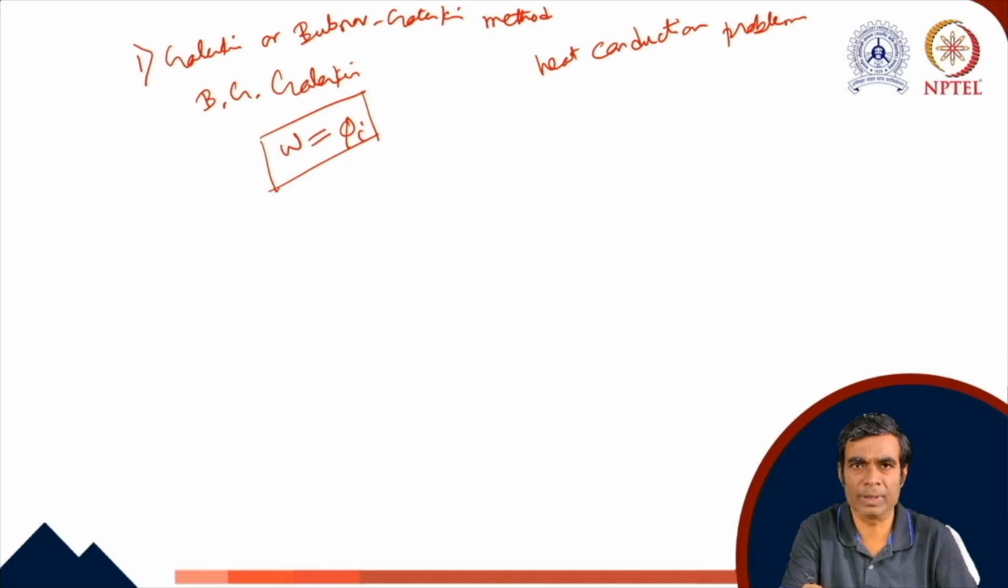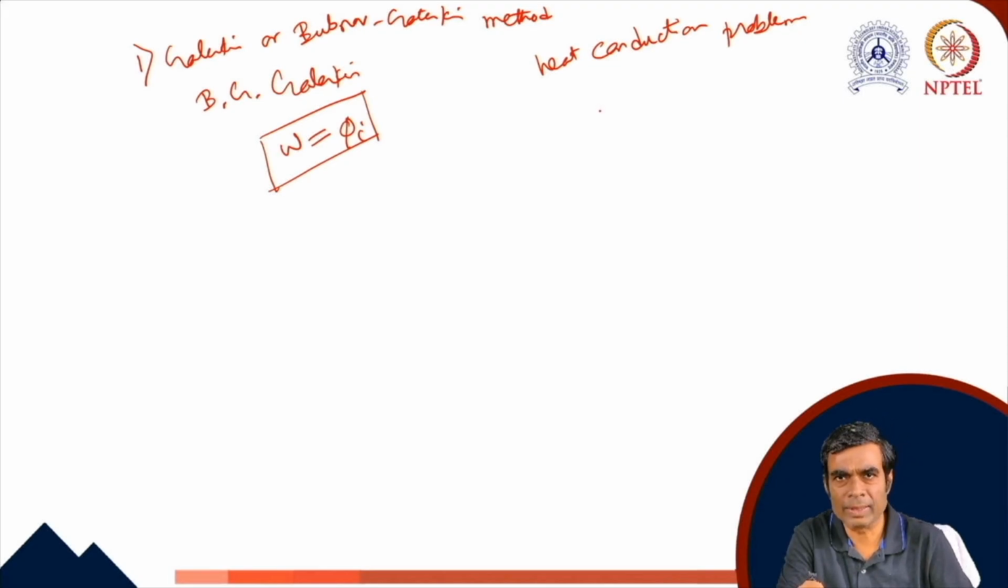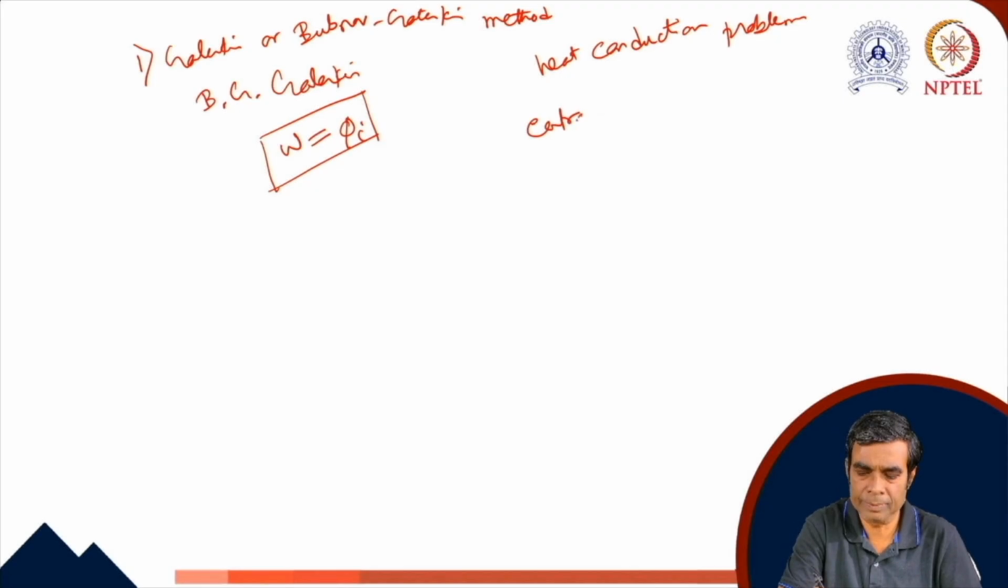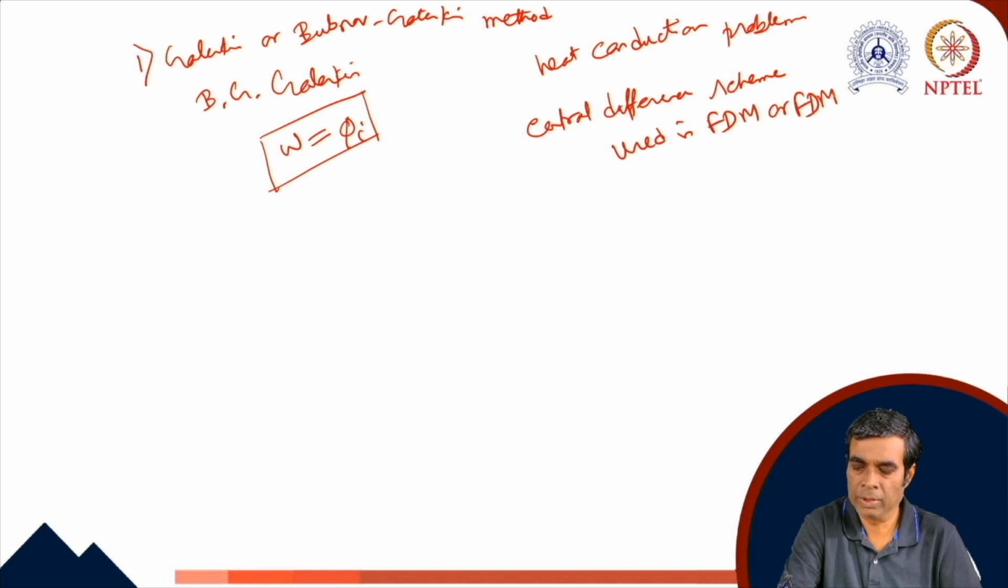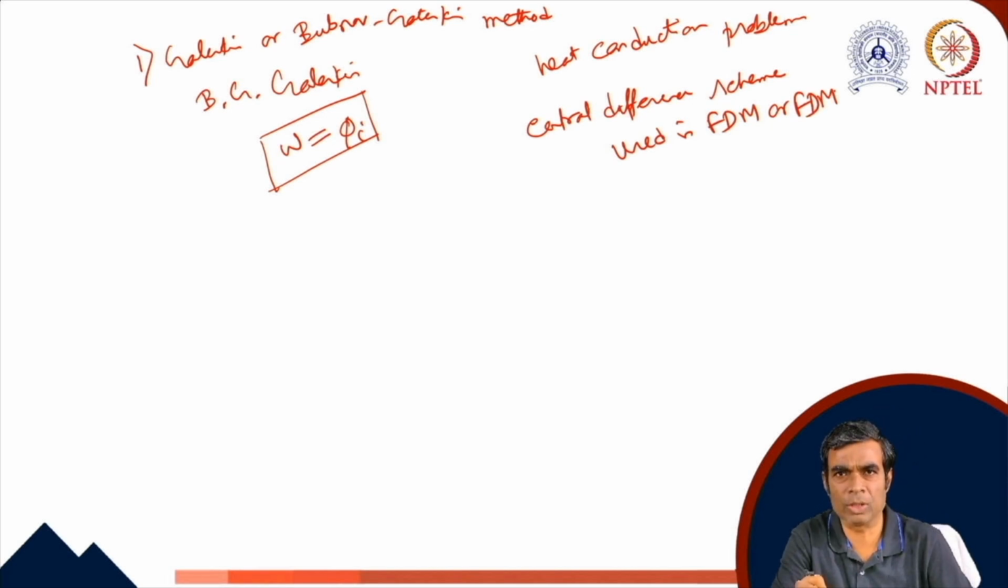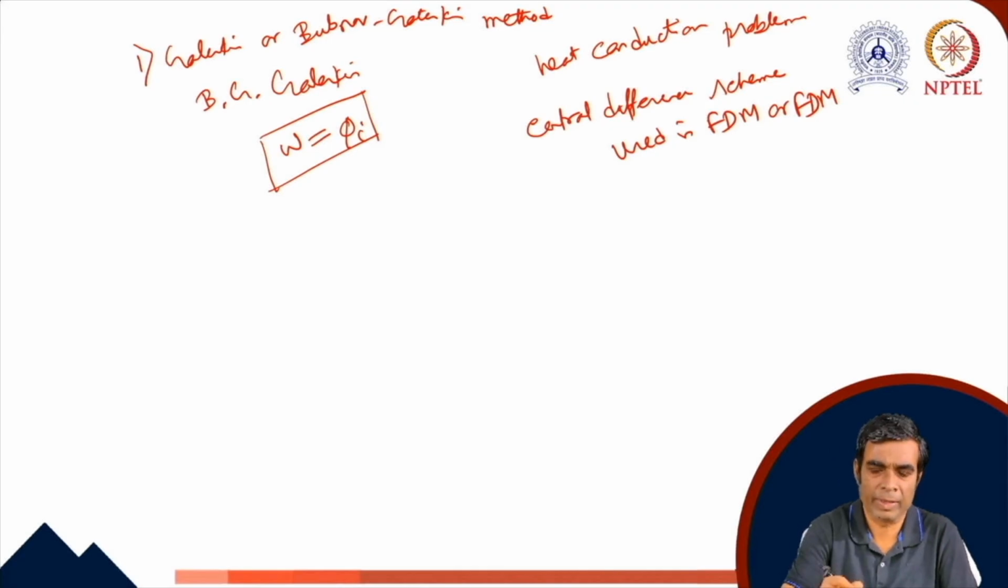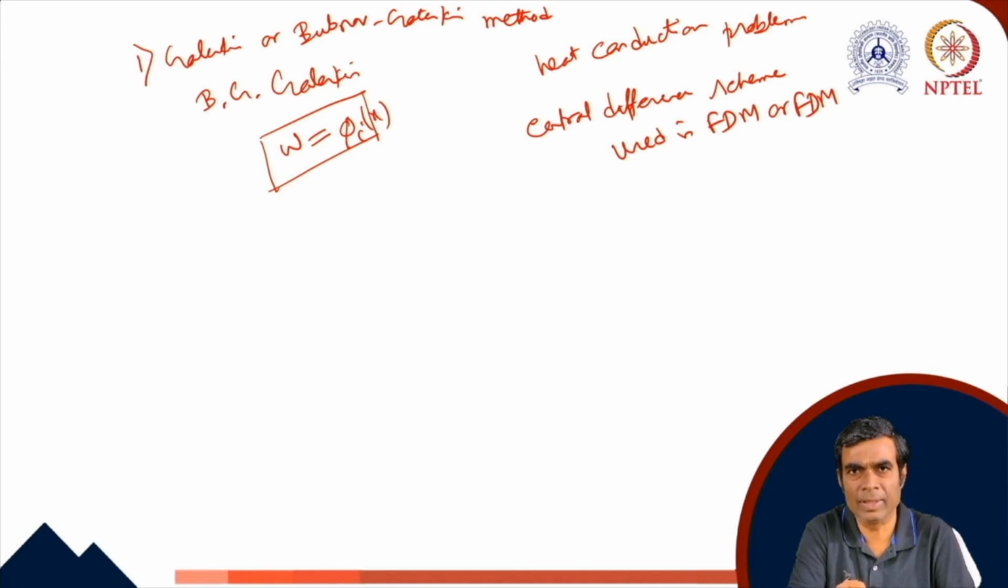For heat conduction problems, Galerkin formulation gives us the symmetric matrix, and this Galerkin formulation is equivalent to the central difference scheme used in finite difference or finite volume method. So the Galerkin formulation in variational methods or finite element methods is equivalent to the central difference scheme used in finite difference or finite volume methods. So in Galerkin formulation, the weight function is a function of space. Weight function becomes approximate functions. It means that weight function and approximate functions are the same basis functions.